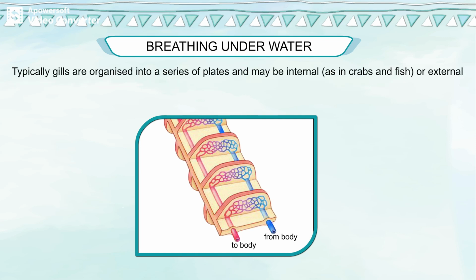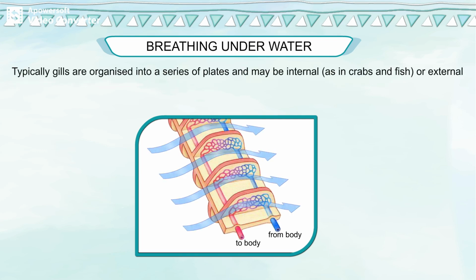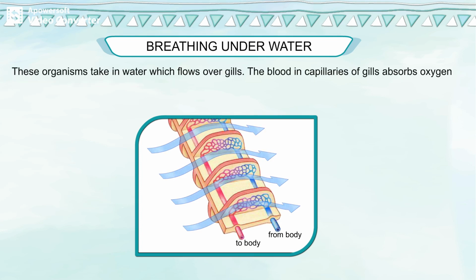Typically, gills are organized into a series of plates and may be internal, as in crabs and fish, or external to the body, as in some amphibians. These organisms take in water, which flows over gills. The blood in capillaries of gills absorbs oxygen and gives out carbon dioxide.